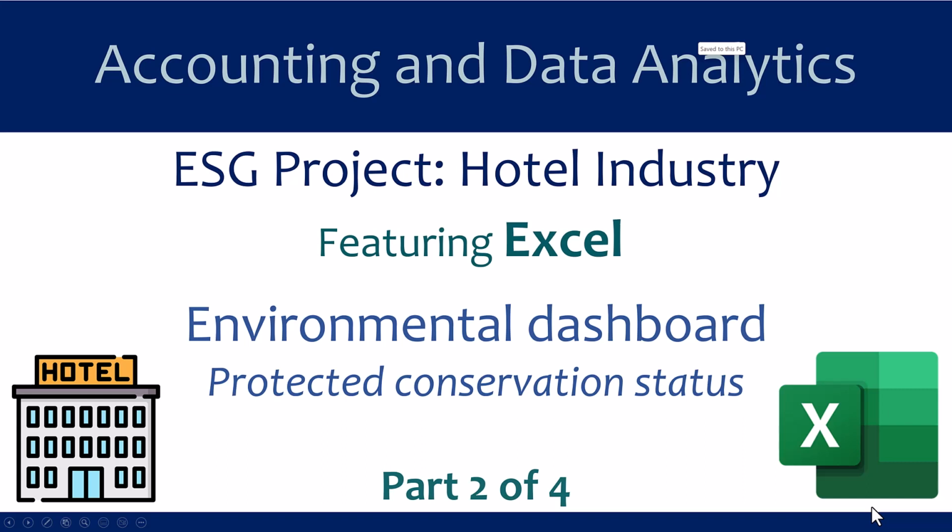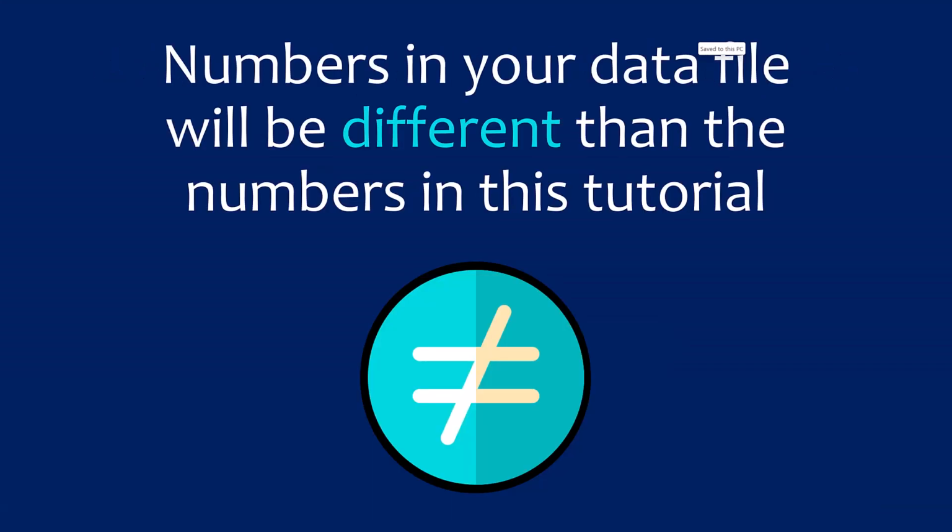In this second tutorial, we are going to walk through how to create a dashboard for the environmental metric of the number of lodging facilities located in protected conservation status areas. The numbers in your data file will be different than the numbers in this tutorial, but the steps will be the same. You do need to follow closely along with what I am showing here.